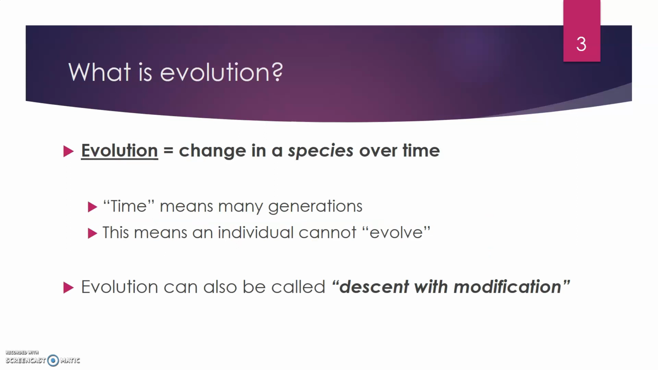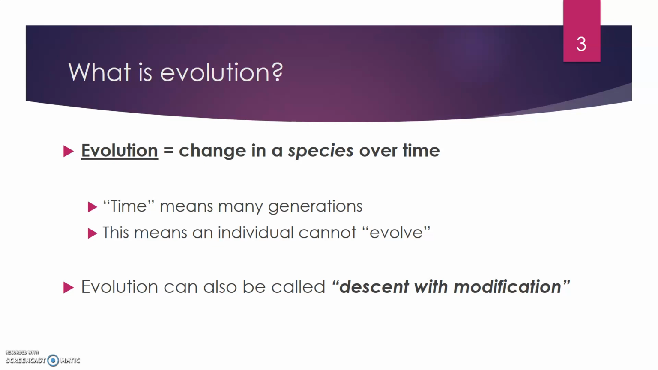And what evolution is defined as is a change in a species over time. And in this definition, time means many generations. So not just several months or years, but many, many thousands of years or many generations of that species. And because it contains this word species, it means that an individual does not evolve or change over time. Because how can an individual evolve over generations? An individual only has one generation. And so individuals can adapt short term, but they can't evolve long term.